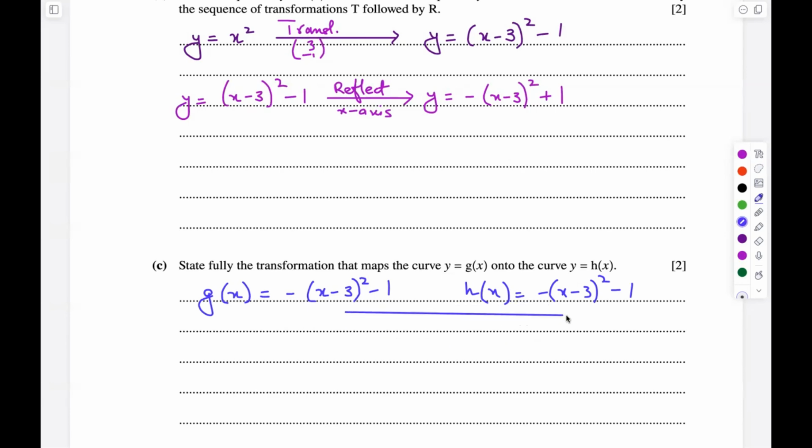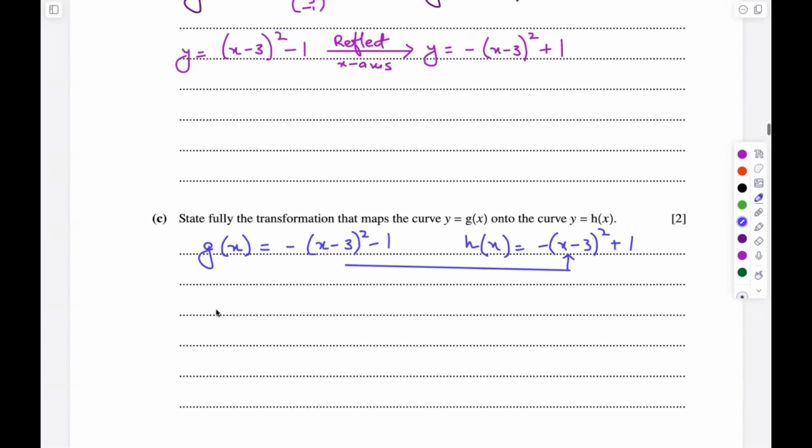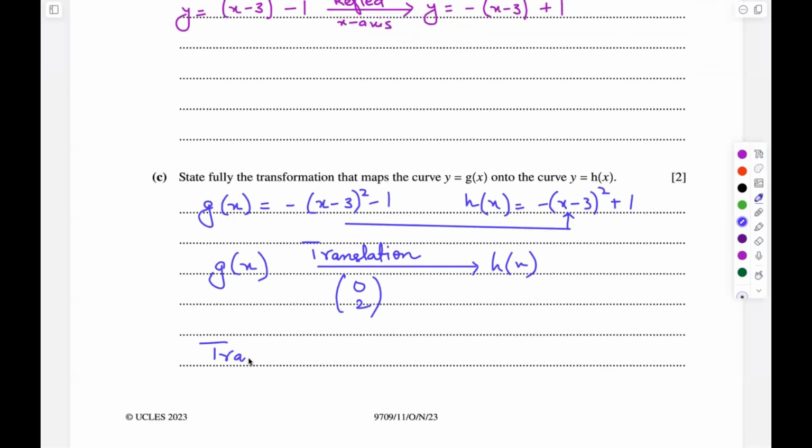Now we can see that over here, everything is the same. The only difference is this minus 1 has now become a plus 1. Now this basically represents a translation of 2 units in the y direction, as everything else is the same. So from g of x to h of x, there's no translation in the x direction, so the vector will be 0 and positive 2 units in the y direction. So the final answer we can write as a translation of vector (0, 2).